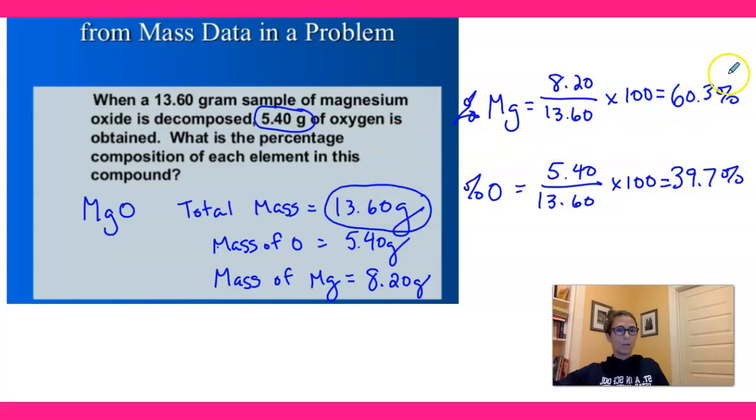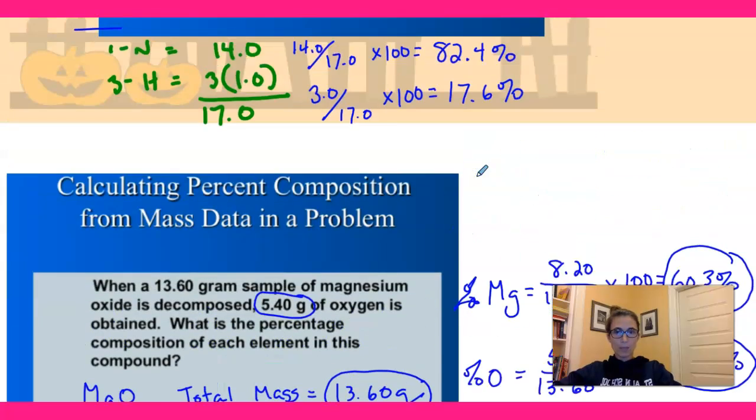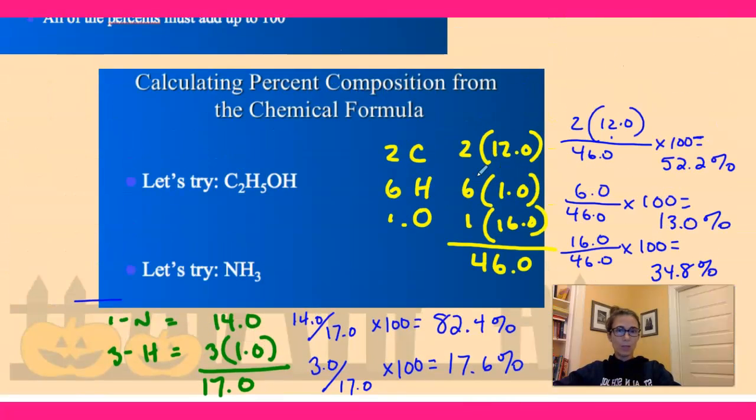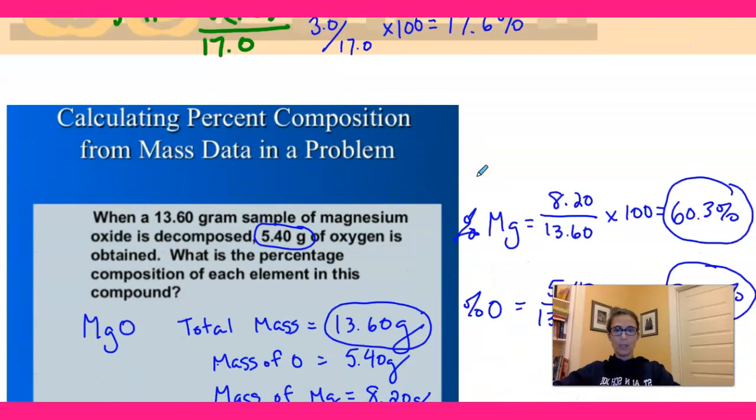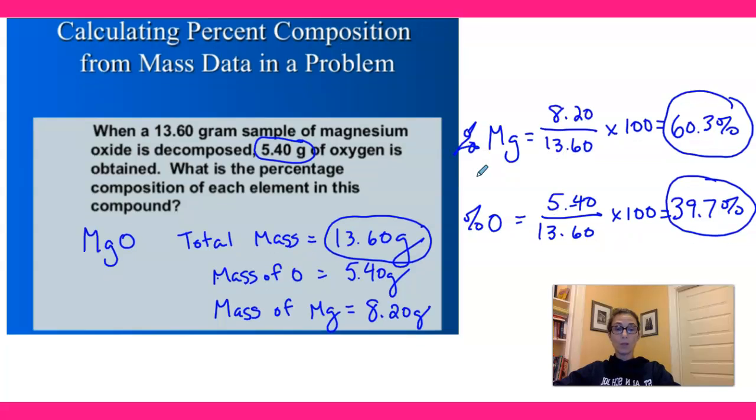So my magnesium oxide, when it decomposed, decomposed into magnesium and oxygen, and it allowed me to see what percent of that compound comes from each element. So I have 60.3% magnesium and 39.7% oxygen. Those are just two different ways of looking at percent composition. Number one would be if you're given the chemical formula, and number two would be if you're given mass data in a problem.